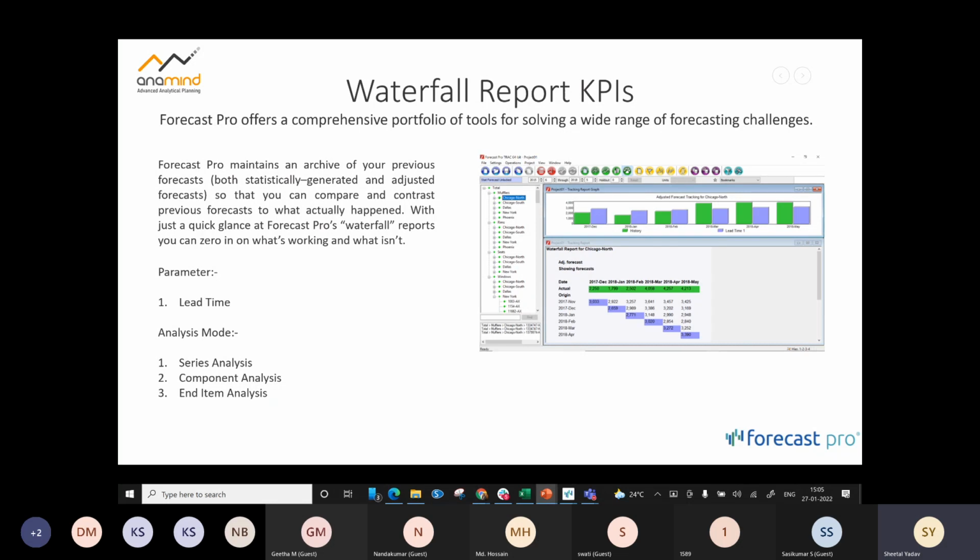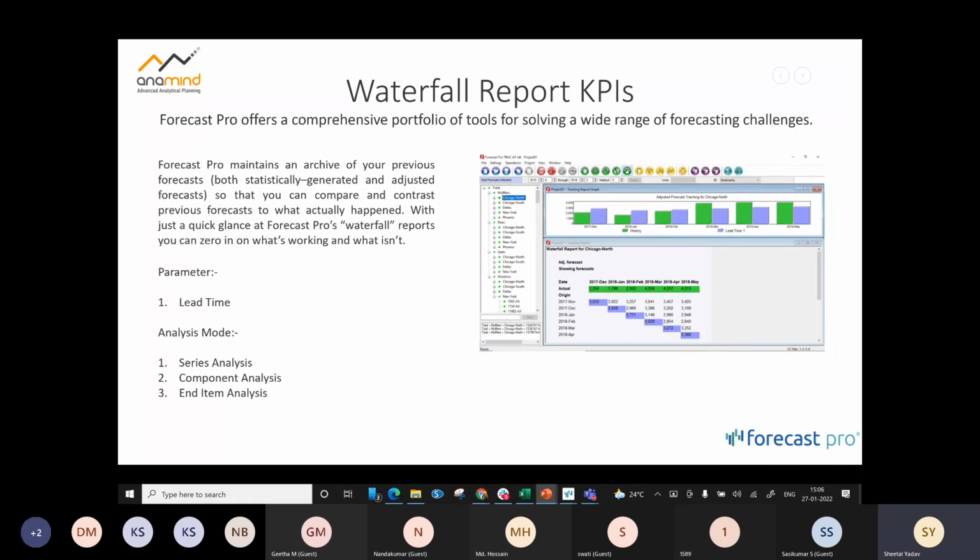I'll talk about it in a bit, but let me discuss what you can actually achieve or what can Waterfall Report show you or what kind of insight that it can bring in, or what kind of data that it uses. So waterfall report actually uses your previous forecasts, which is generated using Forecast Pro. You can compare that forecast with your actual demand in a waterfall like format.